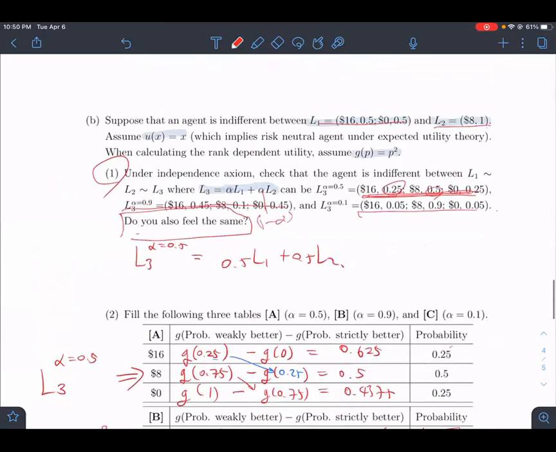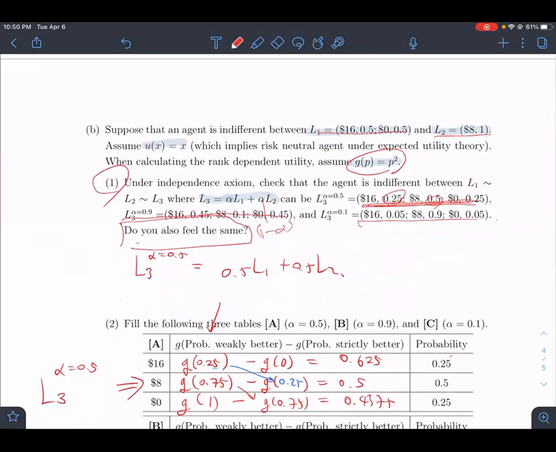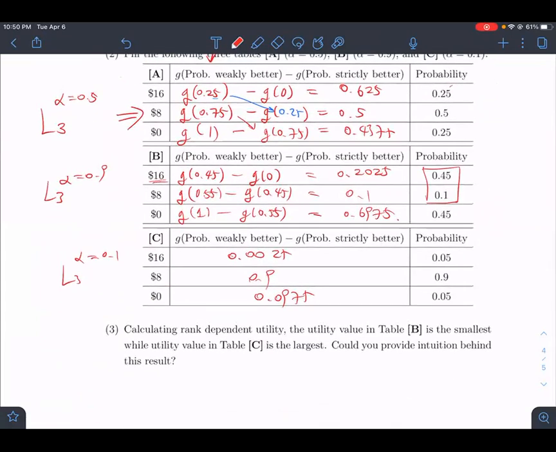Oh, what is G? So G is a weighting function in the rank dependent utility. So this is used to rank different outcomes and then adjust the probabilities for each outcome. And then we can see that after doing all of these things, utility value in table B is the smallest, while utility value in table C is the largest, if you believe my calculation.